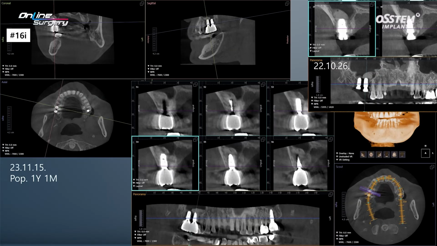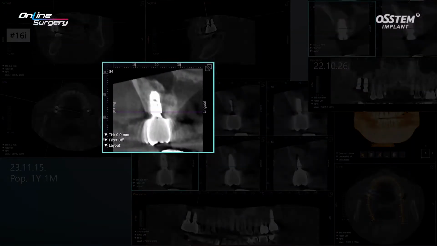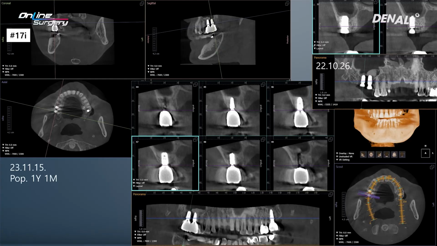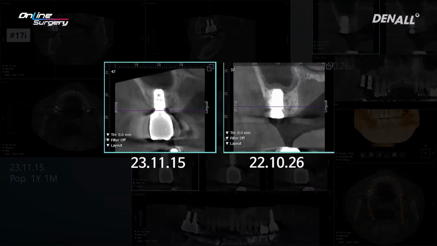In number 16, crestal approach was done for bone graft, and it's nicely healed. If you look at the immediate post-op image from October 2022, the graft material is maturing over here. And in number 17, it's been 1 year and 1 month since the surgery, and you can see that compared to immediate post-op CT, around the implant top area there is slightly more bone.